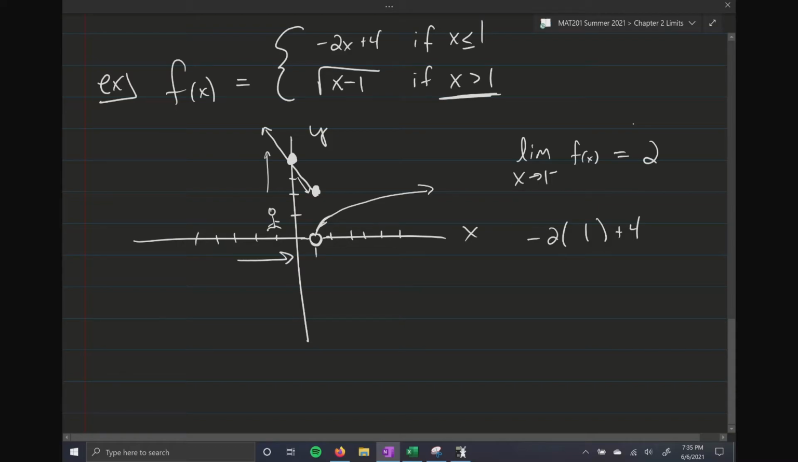Negative 2 times 1 plus 4 equals 2. And that's the same thing we got there. So visually, it makes sense. Algebraically, it also makes sense. Okay? Now, let's look at the other side here.